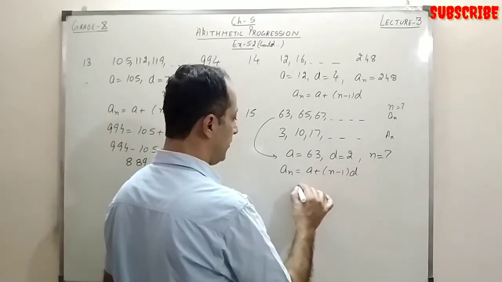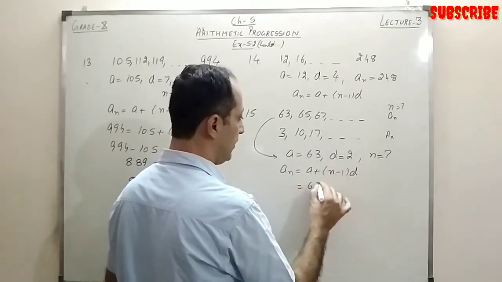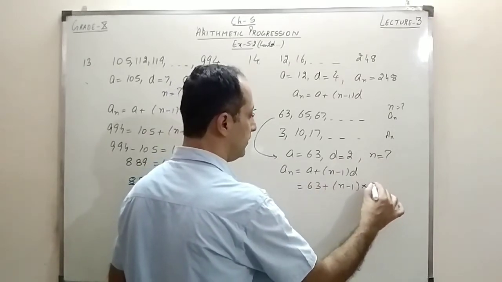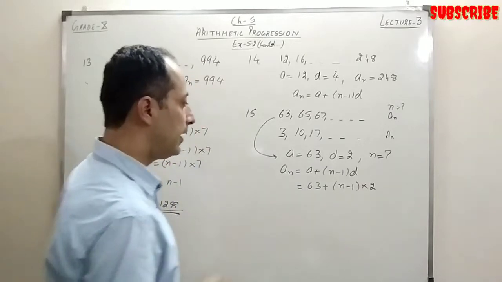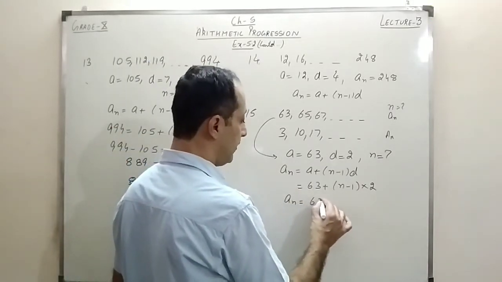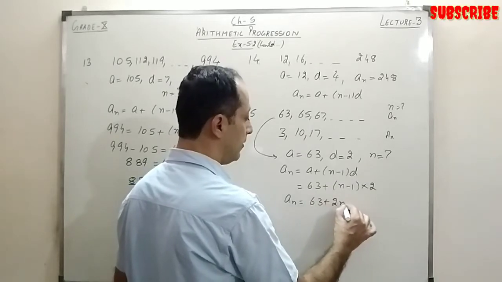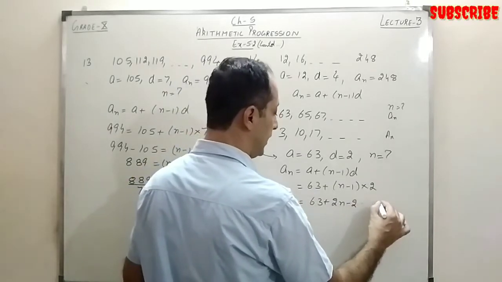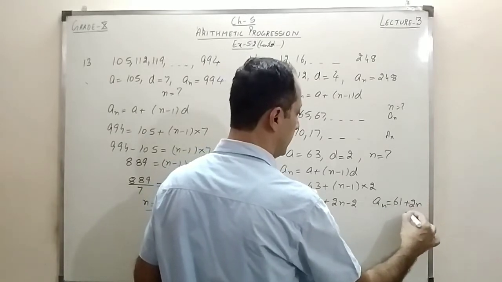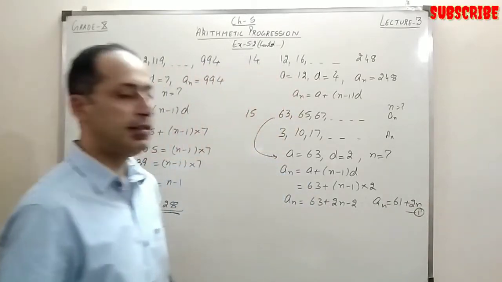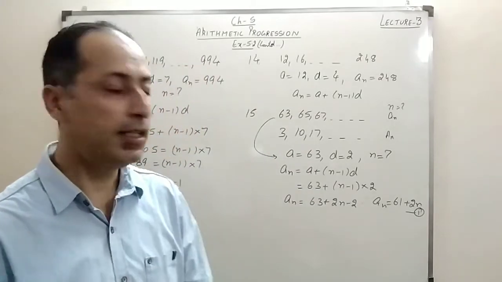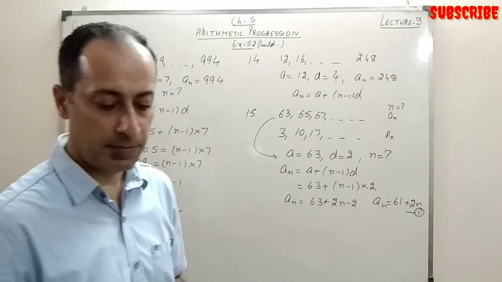So I substitute the value. This is 63 plus n minus 1 into 2. So what I get here, after simplifying, I get AN equal to 63 plus 2n minus 2. This means AN is equal to 61 plus 2n. Now, this is the nth term of this AP. Same way, if we proceed, let's find the nth term for the second AP, right?